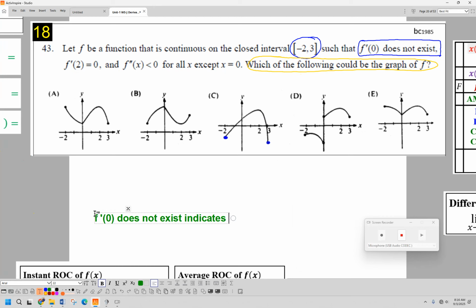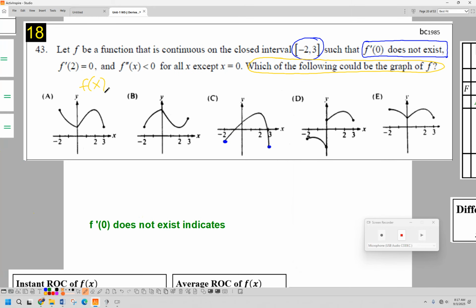Two more. What does f prime of 0 not existing mean in terms of f? Because we're looking at f here, and there's no equation. Maren is 100% right. But here we don't have an equation. We just have pictures of f, just various pictures of f.